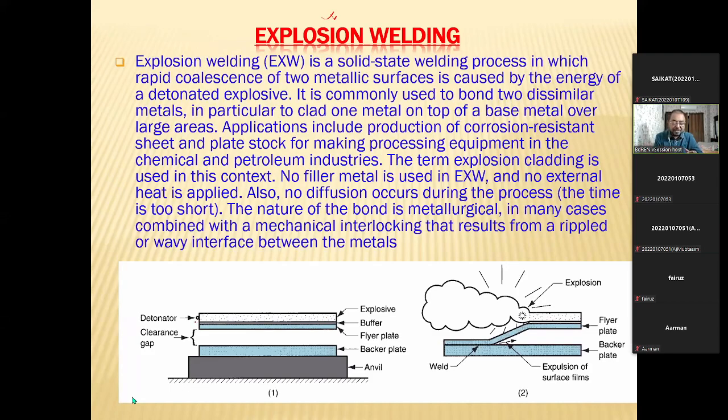Now, if we detonate the explosive, what will happen? It will start to explode. As it explodes, a high impact force will bring the plates closer, and as a result, welding takes place. As the explosion continues, the sheet metal joins onto the backer plate. The flyer plate will be joined to the backer plate. Here also we are using force. Before this, we have to clean the surfaces thoroughly. So that is called explosion welding.